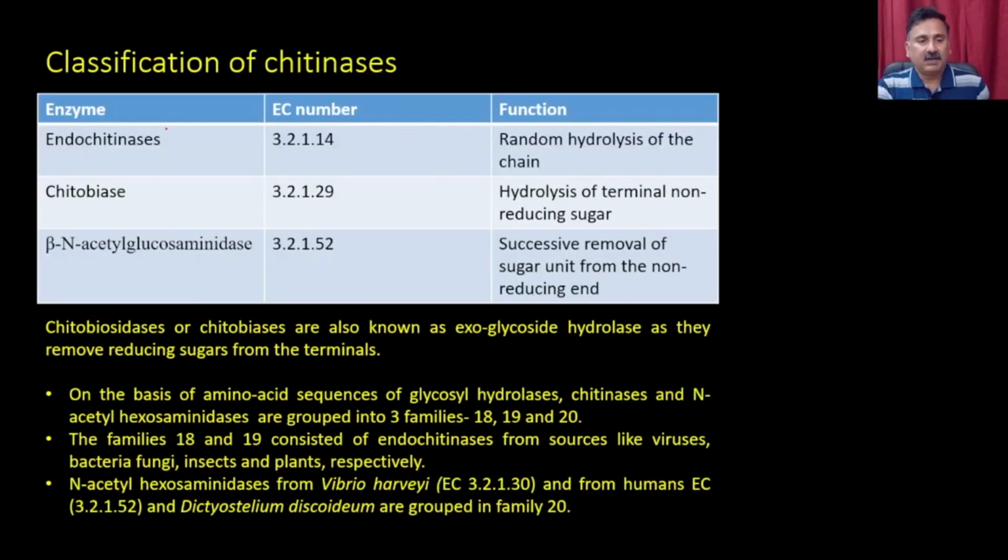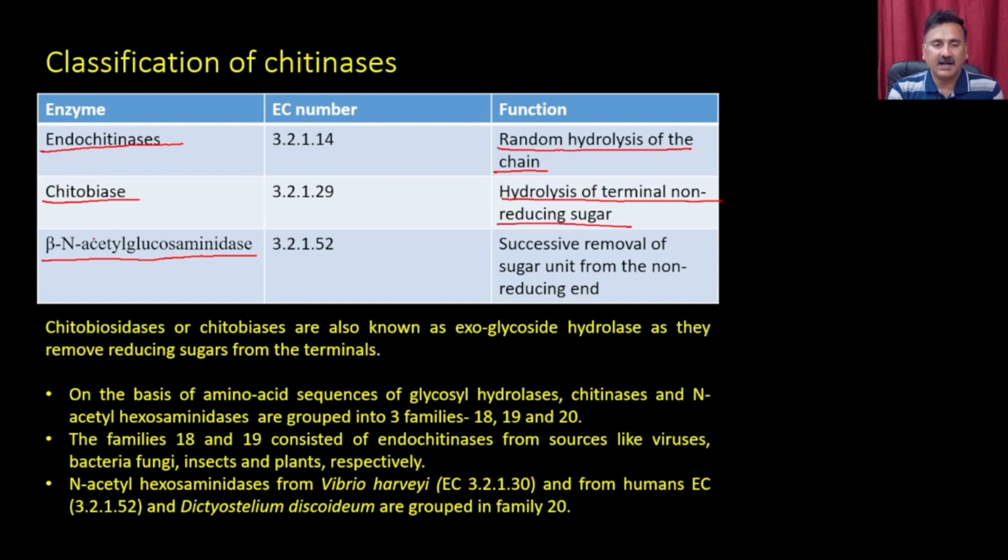Now, there are three different types of chitinases. You can have the endochitinases, you can have the chitobiase, and then you can have the beta-N-acetylglucosaminidase. Endochitinases are the random hydrolysis of the chain. Then we have the chitobiase, which hydrolyzes the terminal non-reducing sugars, and the beta-N-acetylglucosaminidase is a successive removal of sugar units from the non-reducing ends.